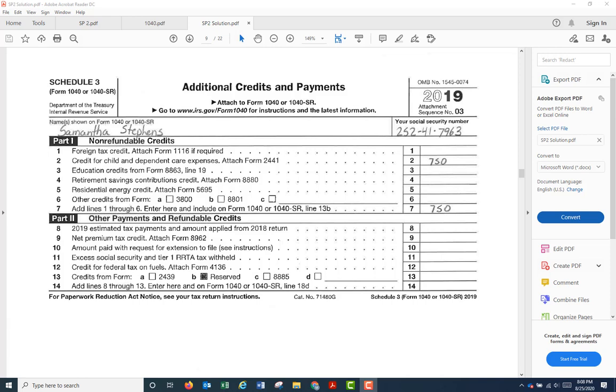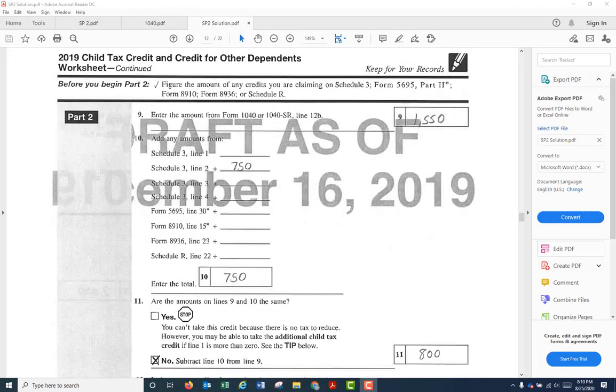Now we carry this amount over to the worksheet for line 13A. Back to the worksheet. On line 10, we need to report the amount from Schedule 3, line 1, line 2, line 3, and line 4. There were none besides line 2, which is $750, the child and dependent care credit. And then the total input is $750 here. Line 11, the answer to the question is no. And so we need to subtract line 10 from line 9. This is taking line 9, the tax liability, and subtracting the $750, the amount of credits. So the remaining tax liability is $800.